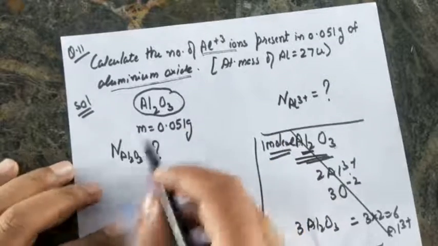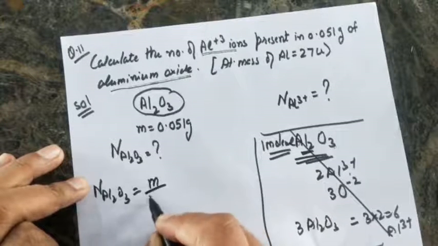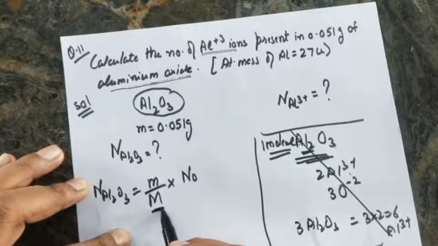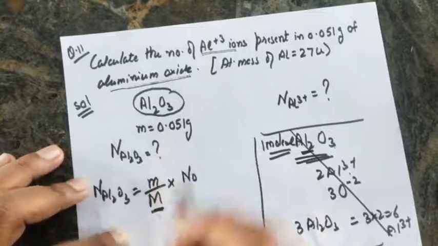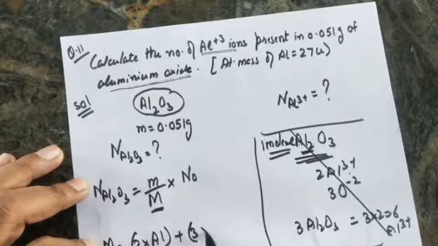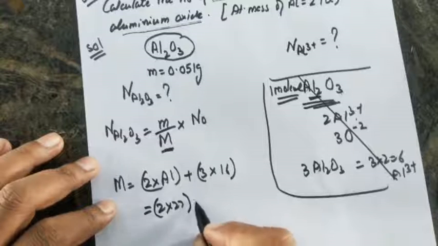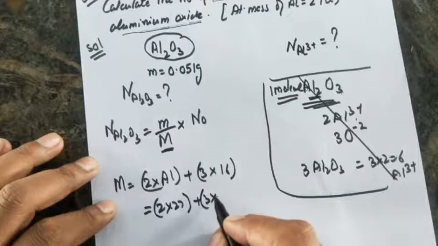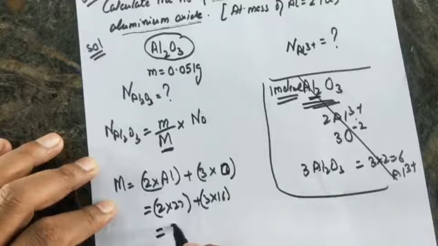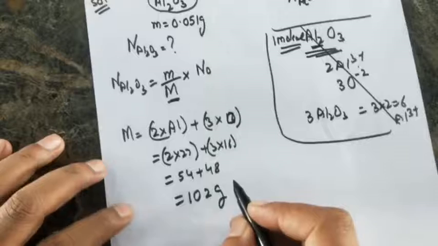So first of all, using the formula given mass upon molar mass into Avogadro's number, in this case molar mass will be equal to molar mass of Al2O3, that is twice into mass of aluminium plus 3 into mass of oxygen. On solving, it comes out to be equal to 54 plus 48, that is equal to 102 g.